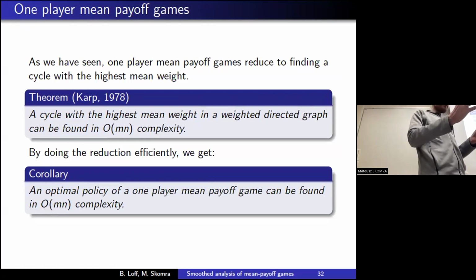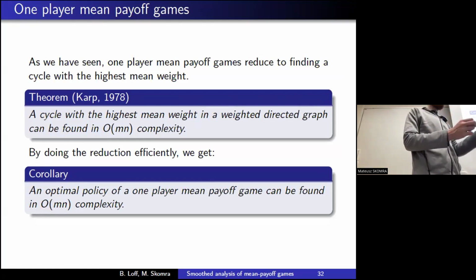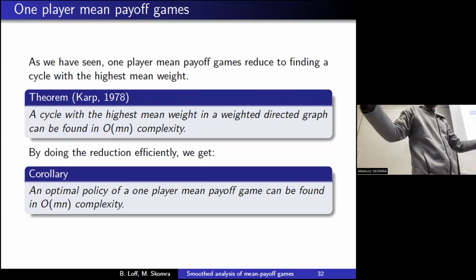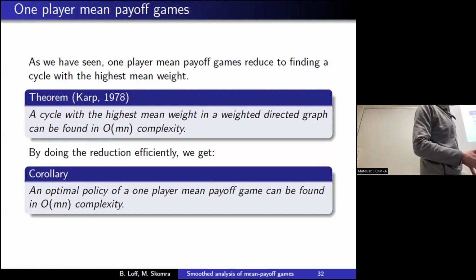Okay, so what happens in the mean-payoff case? In the mean-payoff case, we saw that the one-player mean-payoff game is basically just finding a cycle with the highest mean value, and you want to reach this cycle. That's basically the one-player mean-payoff game. And there is a theorem of Karp from '78 who asks himself exactly this question: how can I find the cycle of maximal or minimal weight?